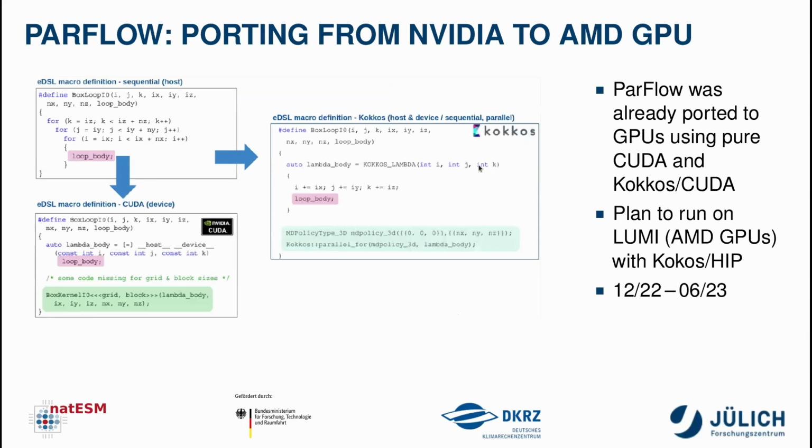So in this sprint, as I mentioned, ParFlow was already ported to GPUs using CUDA, and it was also already ported to GPUs using Kokkos with the CUDA backend. So there is this EDSL macro for sequential call, and then this macro call for the CUDA device, and then there is this EDSL macro using Kokkos with the CUDA backend. And to run it on Lumi, the idea was just to exchange the CUDA backend with the Kokkos HIP backend.